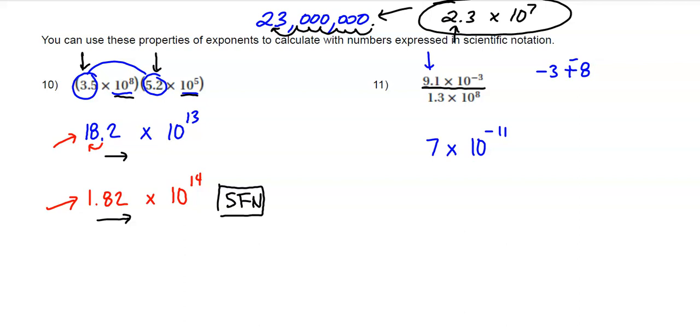So you also could have thought of throwing that 3rd to the bottom. You could have thought about throwing that down here. But then you'd have 7 times 1 over 10 to the 11th, and you'd have to fix it, so it just becomes a little bit easier. At least I find on the scientific notation ones, it's a little bit easier to just subtract the two exponents when you're dividing.